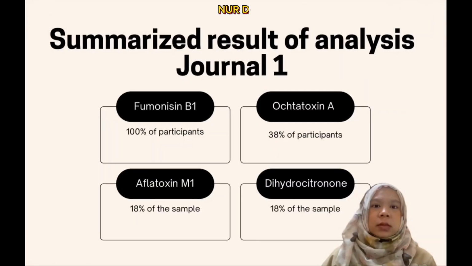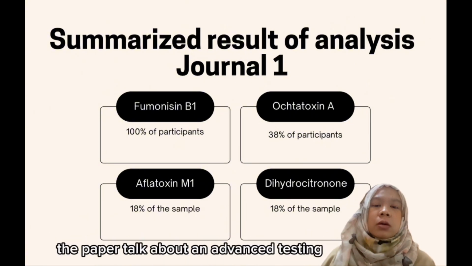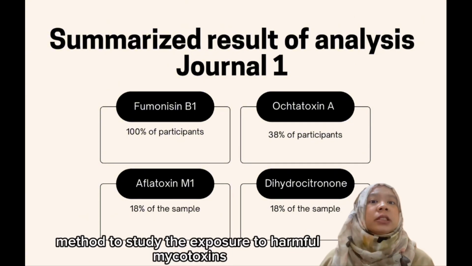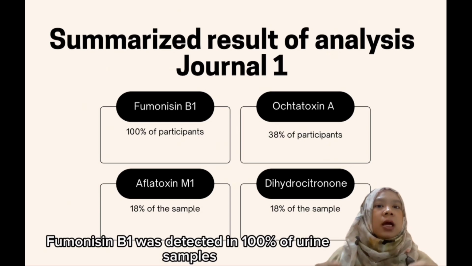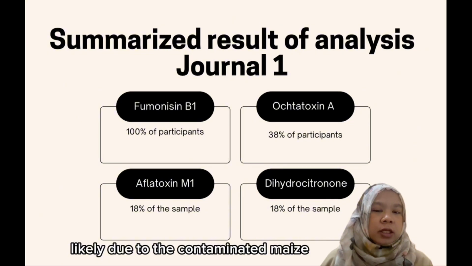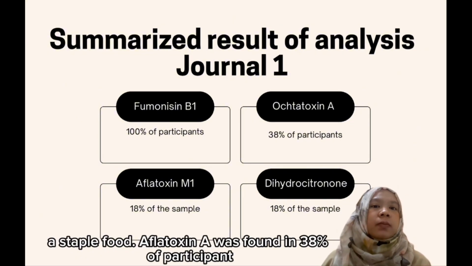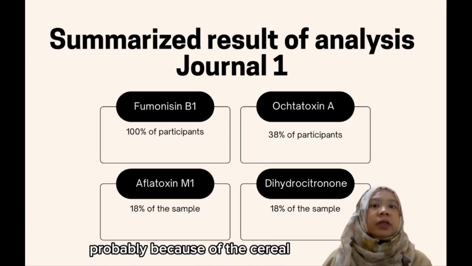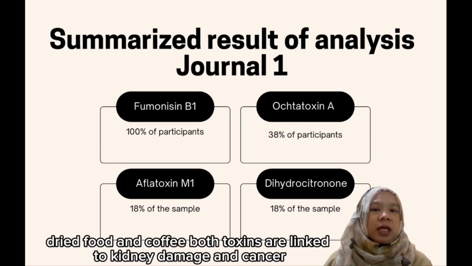I'm Dania and I will speak to you about the summarized result of analysis. The paper talked about an advanced method to study the exposure to harmful mycotoxins. Fumonisin B1 was detected in 100% of urine samples, indicating a nearly universal exposure, likely due to contaminated maize and fruit. Ochratoxin A was found in 38% of participants, probably because of cereal, dry fruit, and coffee. Both toxins are linked to kidney damage and cancer.